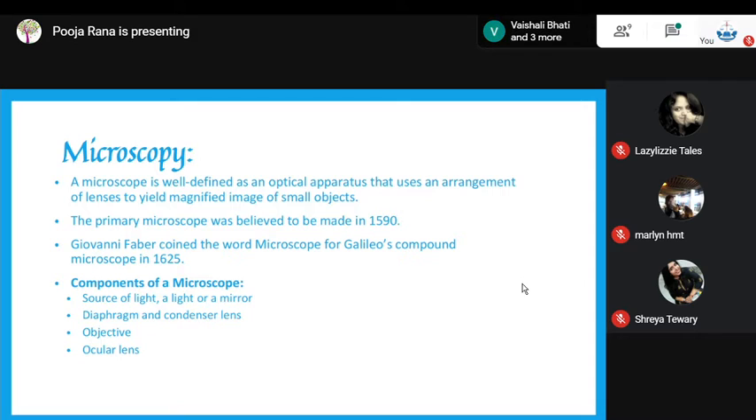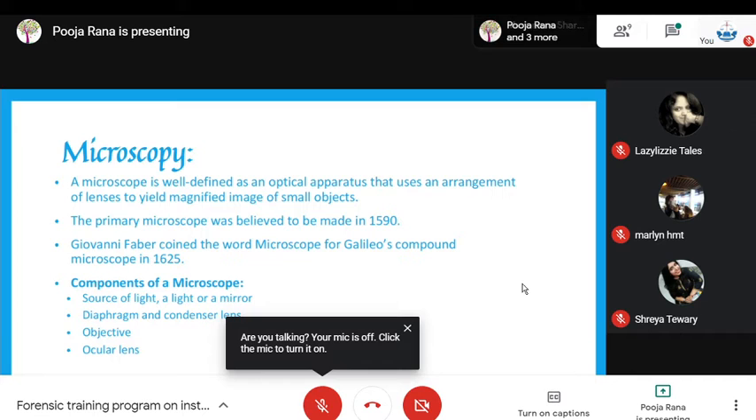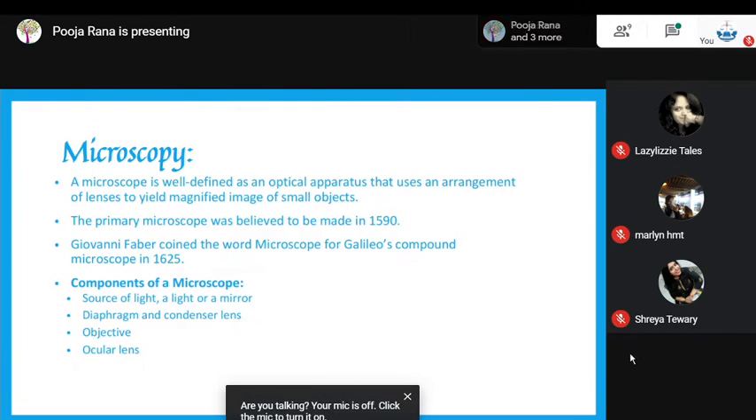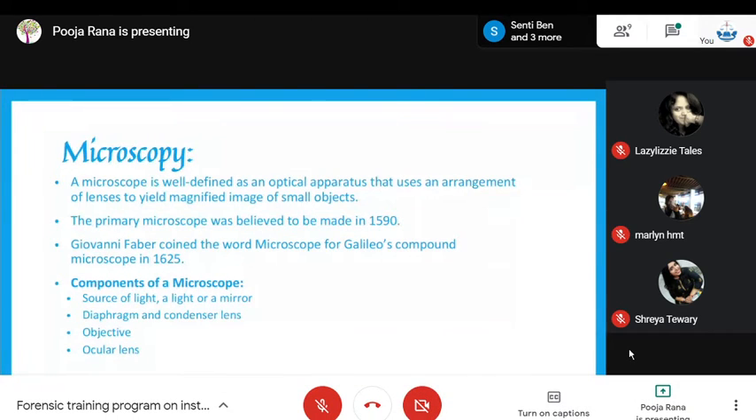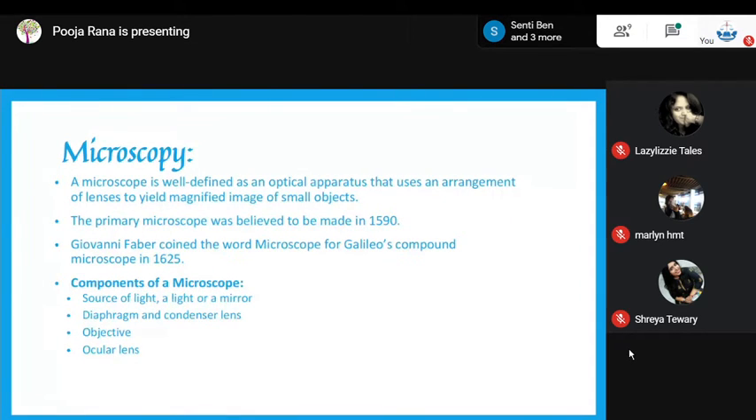All right. So first of all, the source of light is shown upon the mirror. And from the mirror, either the mirror would be present, or if the mirror is not there, the light would be directly passed on to the diaphragm and the condenser lens. That is the lens which is present right below your sample. Right where the sample is placed, there is a lens which is present under it. So that is called the diaphragm and the condenser lens.